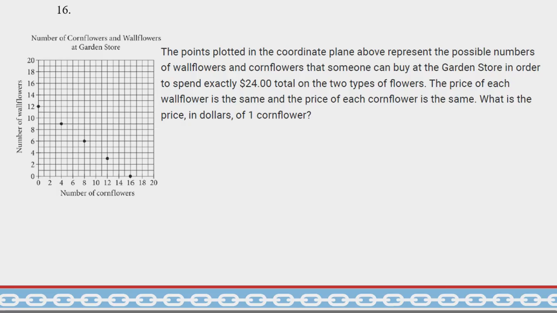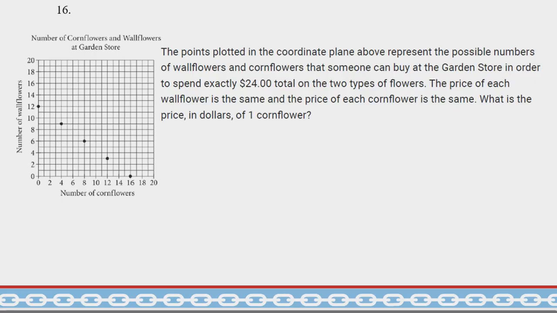Here we're looking to use the graph number of cornflowers and wallflowers at a garden store. The points plotted in the coordinate plane represent the possible numbers of wallflowers and cornflowers that someone could buy at the garden store in order to spend exactly $24. Right? The price of each wallflower is the same, and the price of each cornflower is the same. What is the price in dollars of one cornflower?